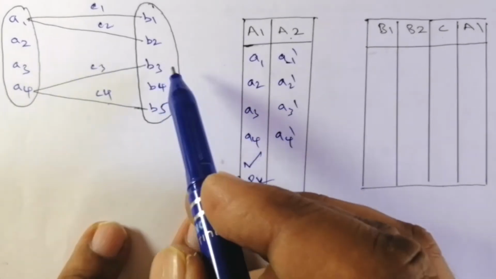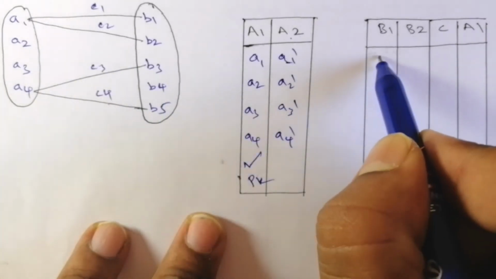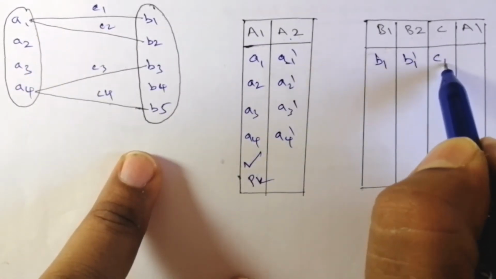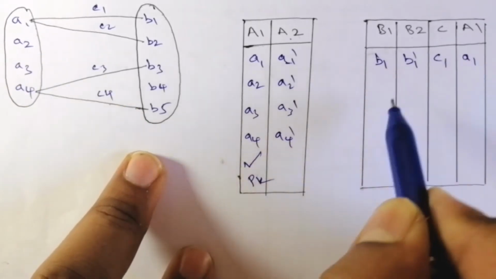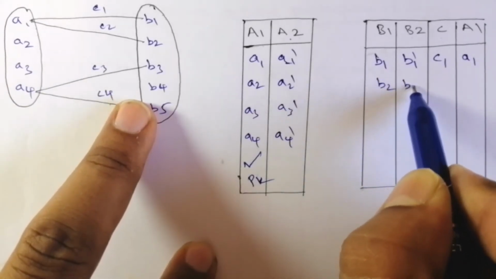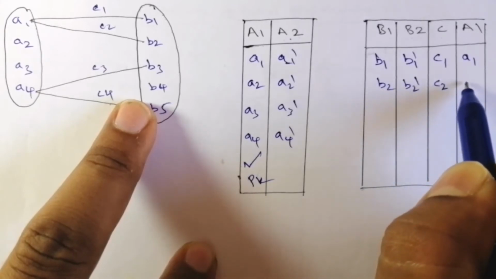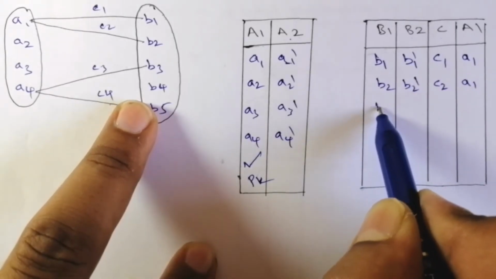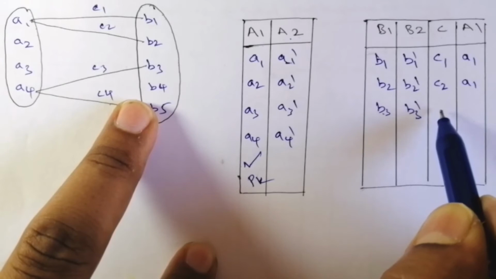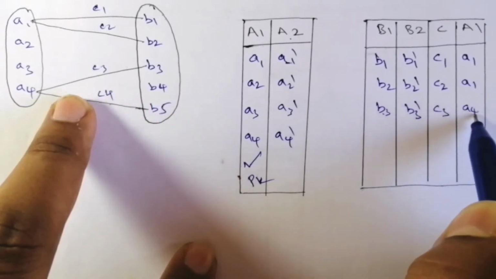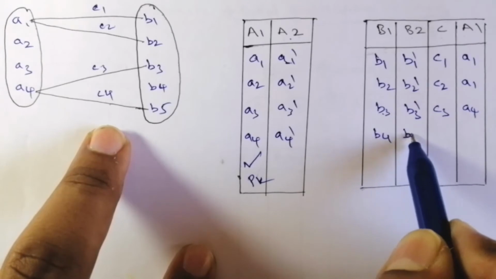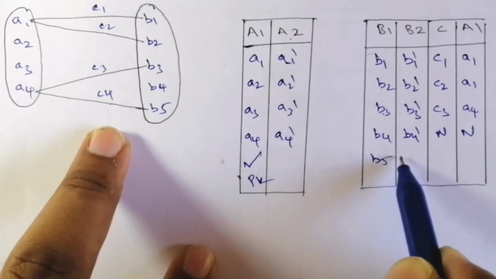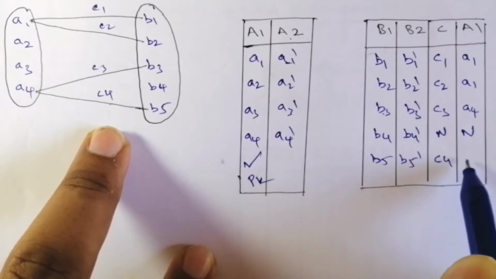So for A1 A2 B, if you take B1 B1 dash, B1 is moving with C1, and C1 is going to move to A1, right? Next B2 B2 dash, B2 is going to move with C2, the relationship descriptive attribute, and then it is going to move to A1, right? Then B3 B3 dash, C3, and it is going to move to A4, right? B4 B4 dash, null null, right? And then B5 B5 dash, C4 and A4.